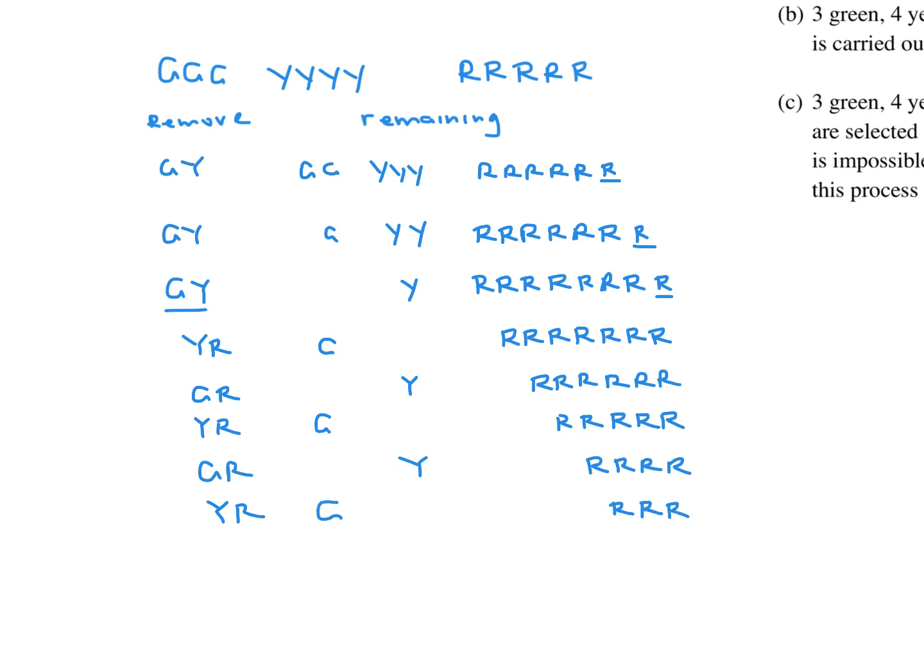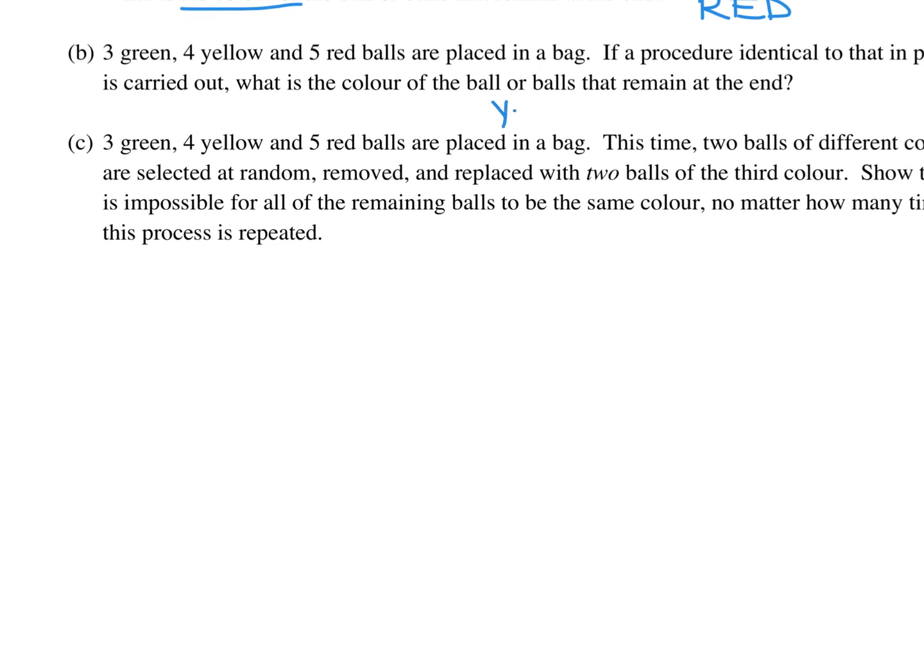Remove a green and a red, and now I'm down to 2 reds, and then I have to add a yellow. Remove a yellow and a red, now I'm down to 1 red, I have to add a green. Remove a green and a red, and I'm down to nothing, but then I have to add a yellow. And this is my final color. So I made one such scenario, and in that scenario I showed that my final color is yellow, and you can create whatever scenario you want.